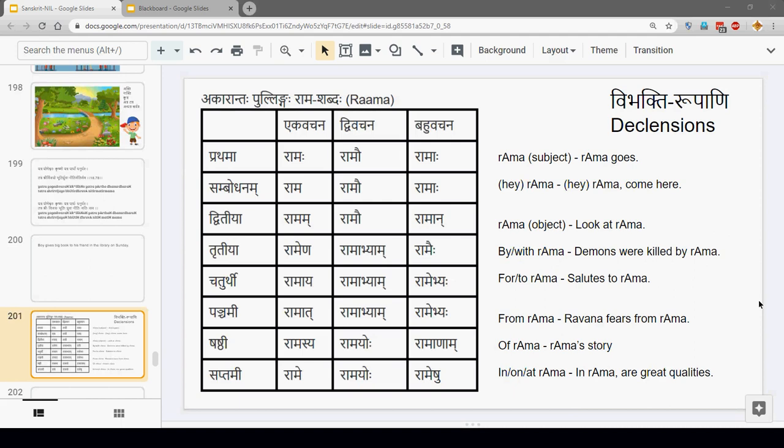So this table is shown here only for this Rama word, and the root word here, which is called Moola Shabda, is Akaranta Pullinga. Rama is the root word, which means it is masculine in gender and it is ending in a sound, right? That's when we say Rama, the ending sound is a.